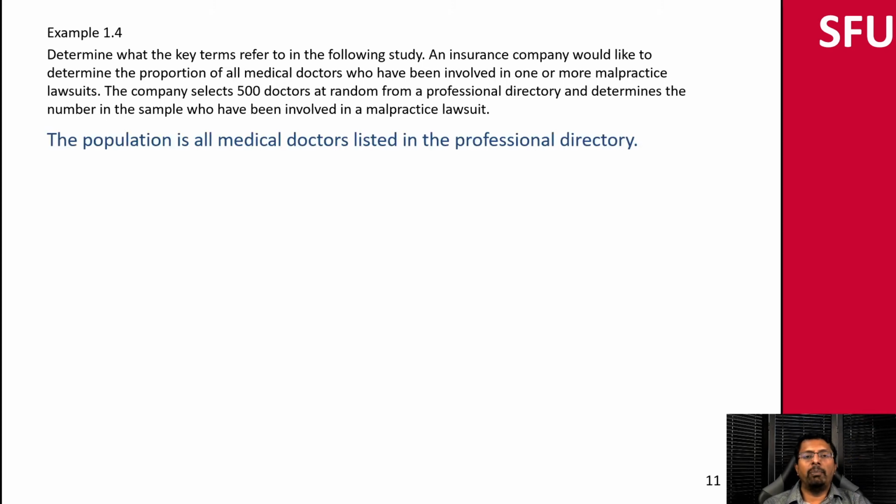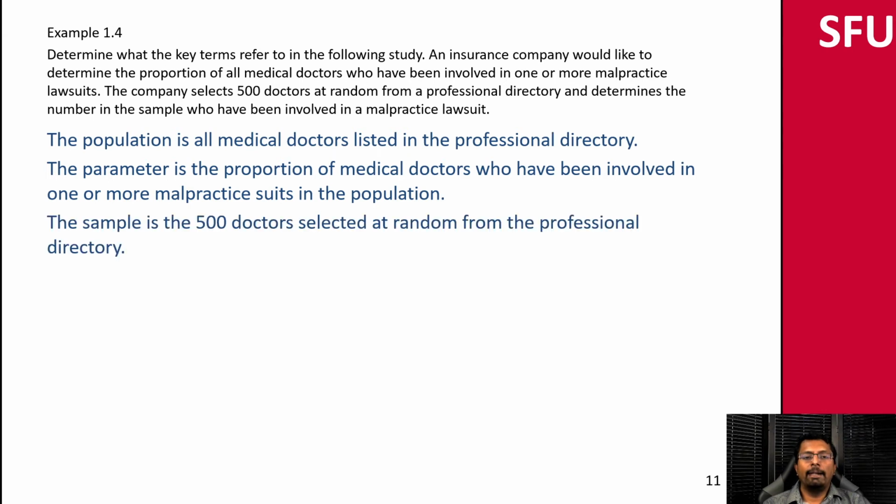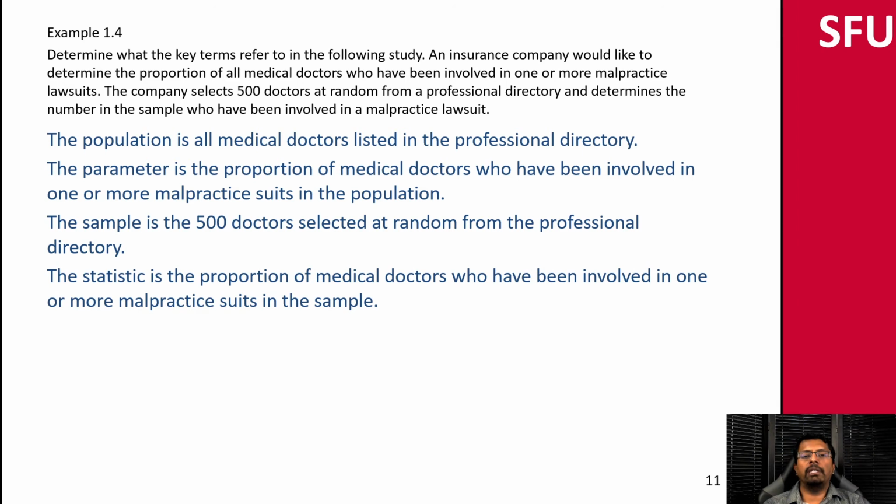So in this case, the population is going to be all medical doctors listed in the professional directories, and the parameter that we're going to be studying is the proportion of medical doctors who are involved in one or more malpractice suits. The sample is going to be 500 doctors that were randomly selected from the professional directory. The statistic is what we are interested in.